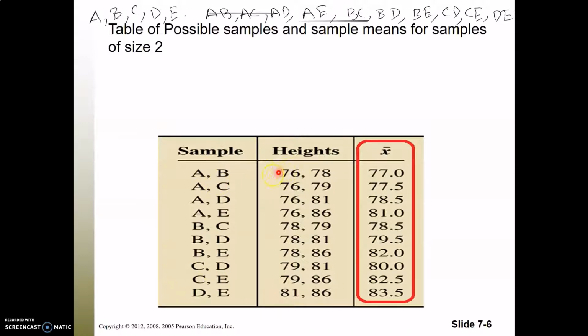In this column, you have to pay attention to how I'm getting this one. I have written the heights of these players. This 76 is the height of A, and 78 is the height of player B. And here I have added these two values and found the mean. This number 77 is the mean of these two values. This is the mean of these two values, and so on and so forth.